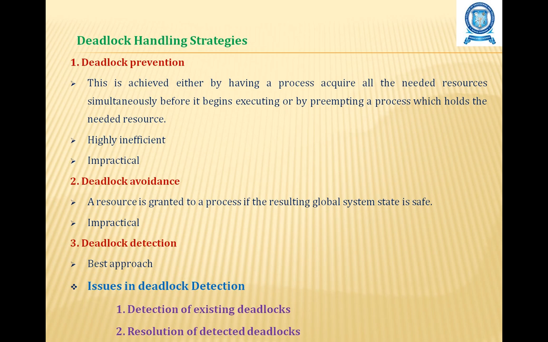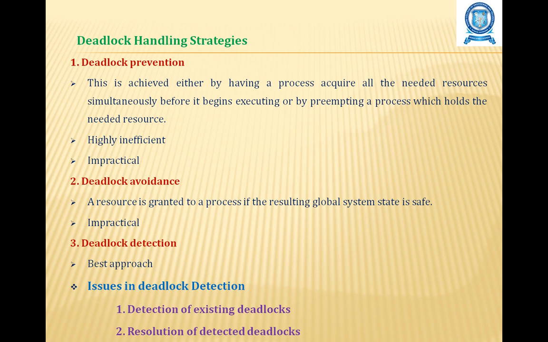Next strategy is deadlock avoidance. In deadlock avoidance, a resource is granted to a process if the resulting global system state is safe. This is impractical in distributed systems. Third strategy is deadlock detection. Deadlock detection seems to be the best approach to handle deadlock in distributed systems.